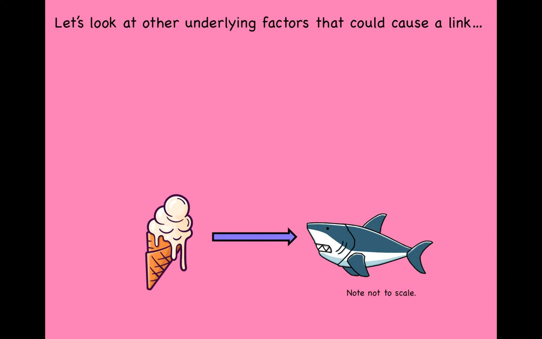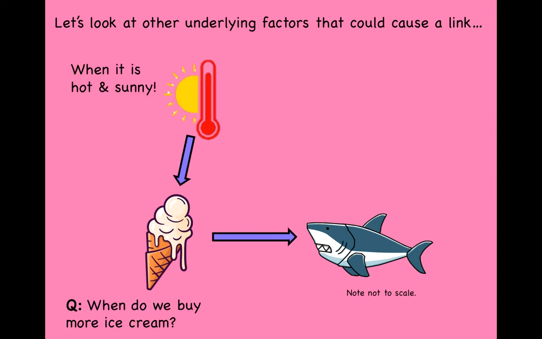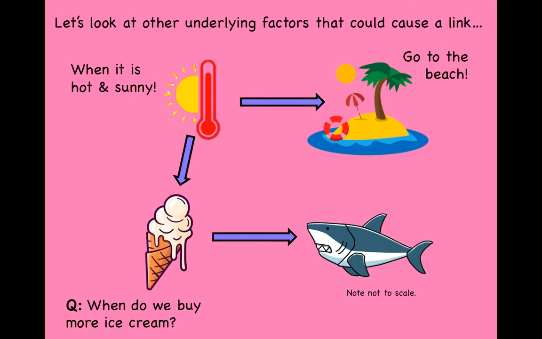So let's look at some other underlying factors that maybe could cause a link or could show that there's no link between these two variables at all. What I've got to do is ask yourself a question. When do we buy more ice cream? Well, usually when it's hot and sunny. And when it's hot and sunny, it tends to be the summer, and we tend to be on holiday. And when we're on holiday, we often go to the beach. And when you're on the beach, it's inevitable that you will end up swimming in the sea.